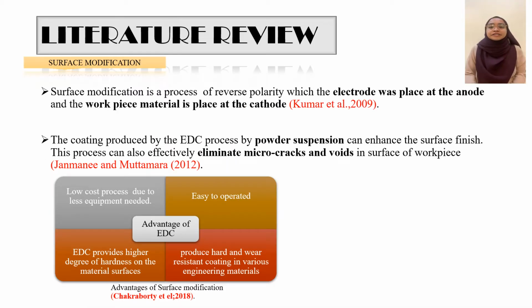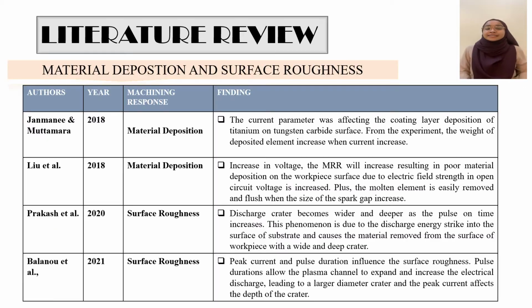This shows the literature review of surface modification. The surface modification of EDC is using reverse polarity, where the workpiece is connected at the cathode and the electrode is connected at the anode. The PM-EDM method, which uses powder suspension, can enhance the surface finish by reducing the micropores and microcracks. This is the literature review based on surface roughness and layer composition.